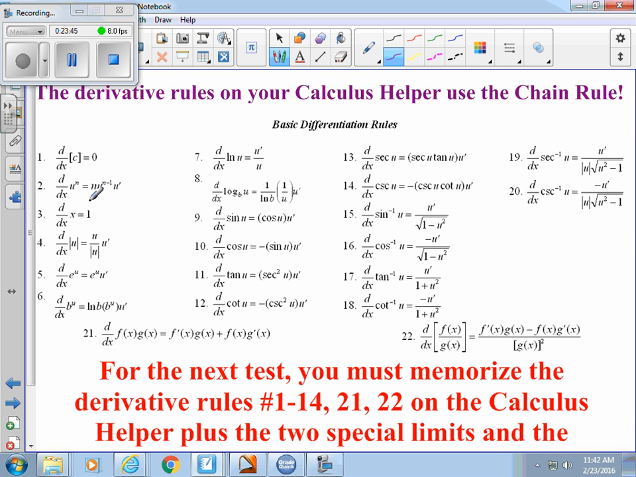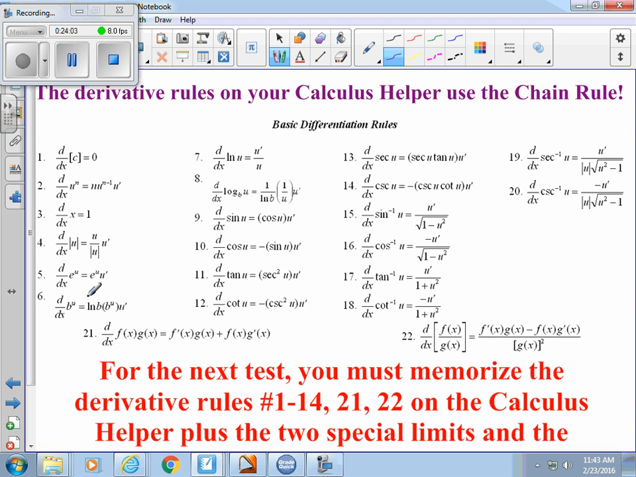You may notice these rules look very similar to the rules we've already learned, except instead of having x's, they have u's. But it still says d/dx. What this is saying is, don't forget the chain rule.